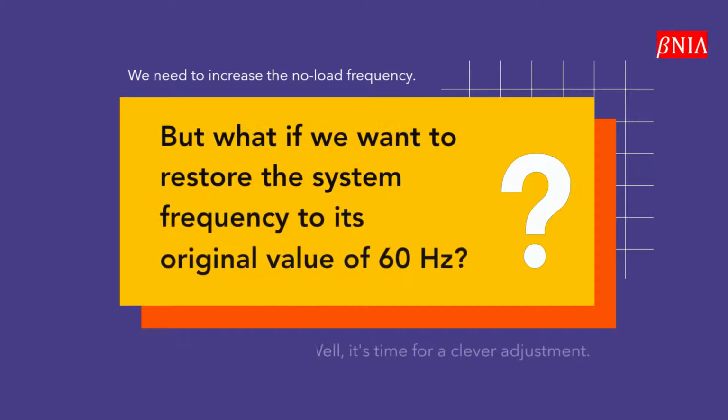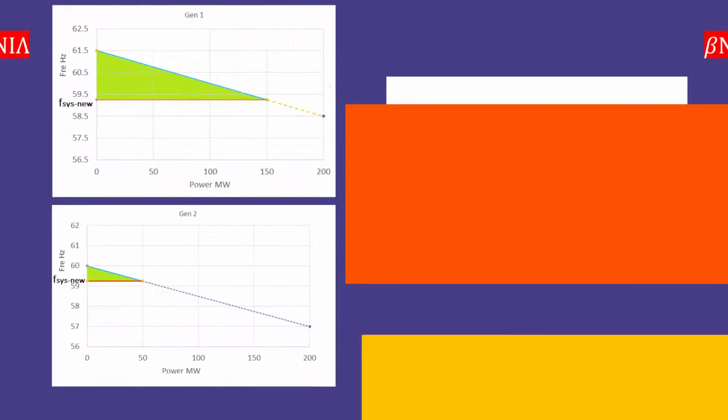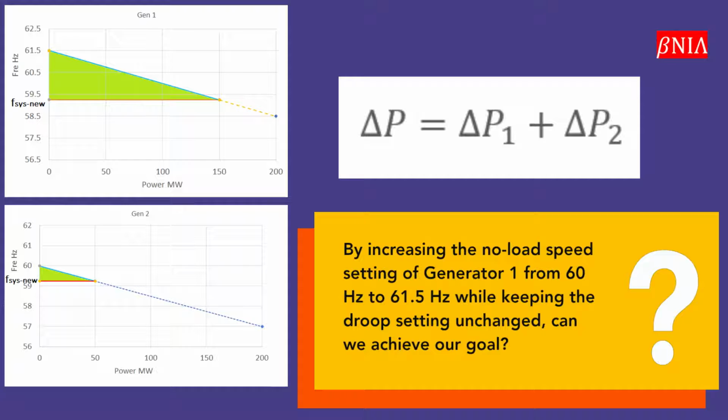We need to increase the no-load frequency. But what if we want to restore the system frequency to its original value of 60 Hz? Well, it's time for a clever adjustment. By increasing the no-load speed setting of generator 1 from 60 Hz to 61.5 Hz while keeping the droop setting unchanged, can we achieve our goal?